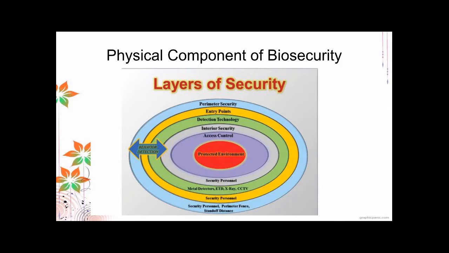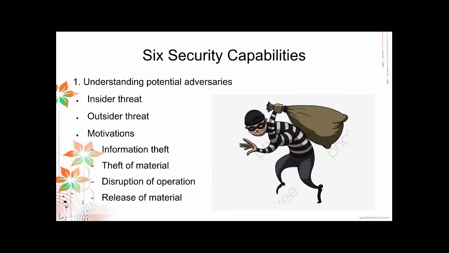Last but not least, you have the access control. So who has access to your infectious agents? Are they reliable? Those are some of the things you need to consider in the physical component of biosecurity. So we have here 6 security capabilities for your physical component.